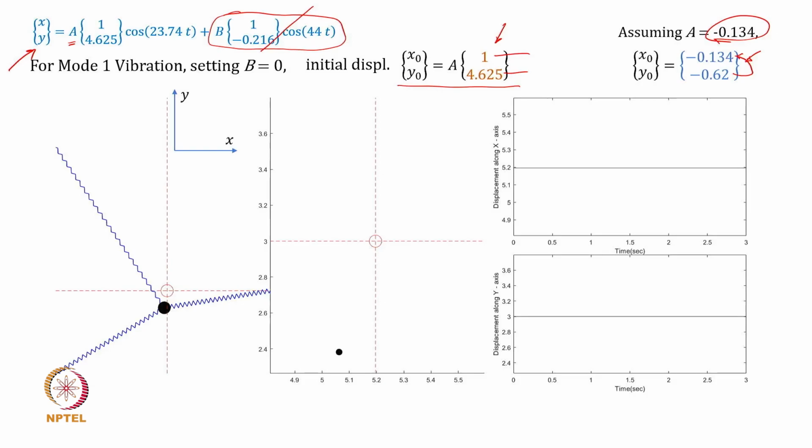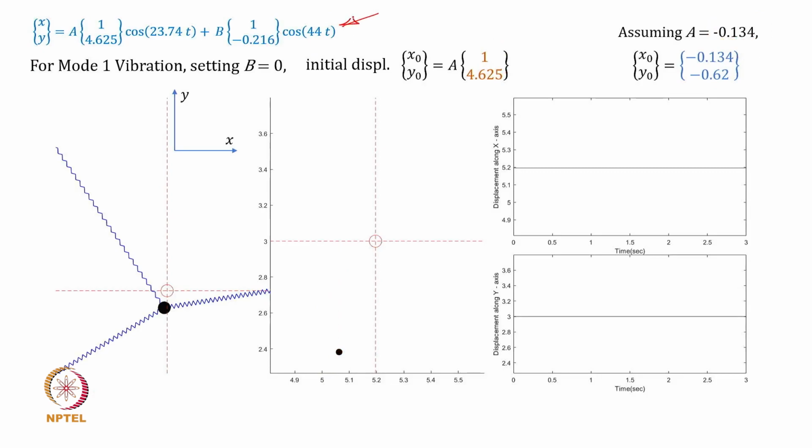You can now see that at t equal to 0, my x position is minus 0.134. So this is the initial x position at t equal to 0, and y is minus 0.625. So this is my y position. So this is y naught. Okay, so I am starting from this as time t equal to 0. That's my initial position of the mass.